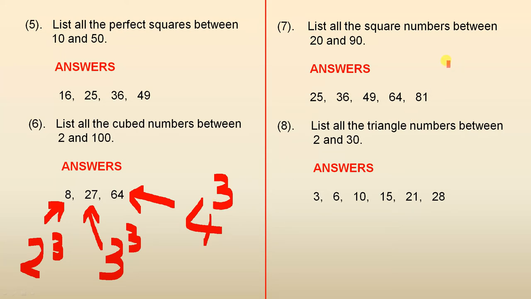List all the square numbers between 20 and 90. So you have 5 squared, 6 squared, 7 squared, 8 squared and 9 squared. And list all the triangle numbers between 2 and 30. We can't have 1 because that's too small. It has to be between 2 and 30. So 3, 6, 10, 15, 21 and 28.